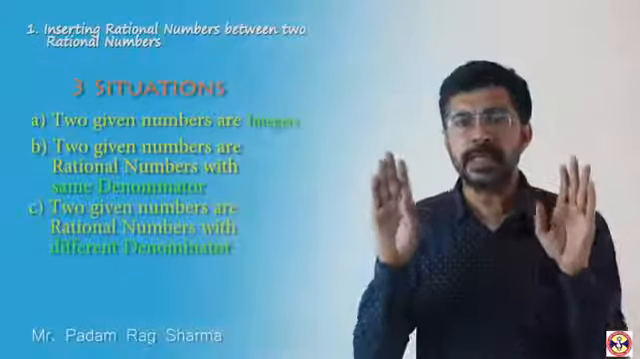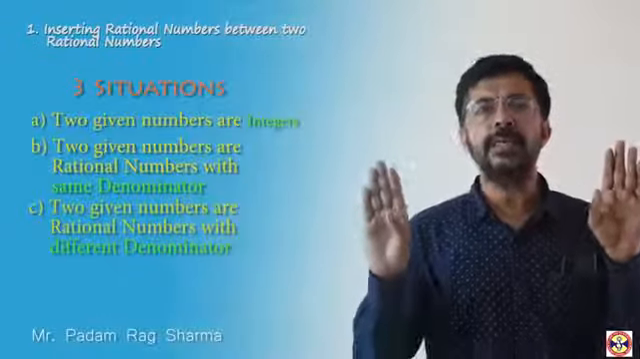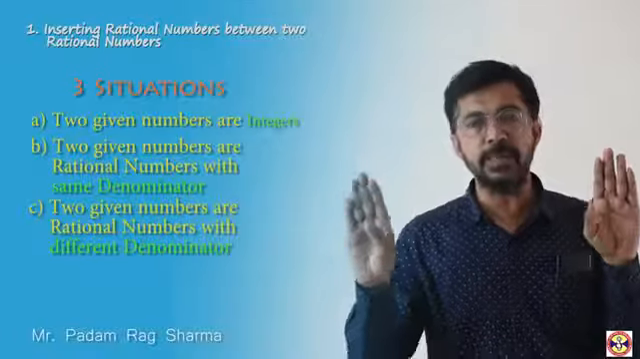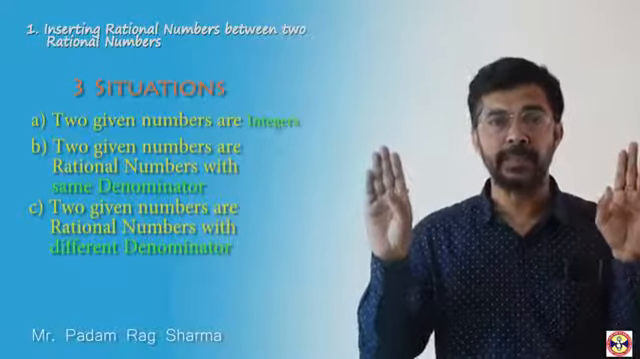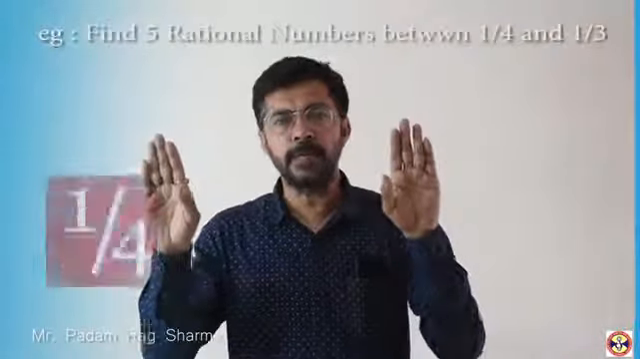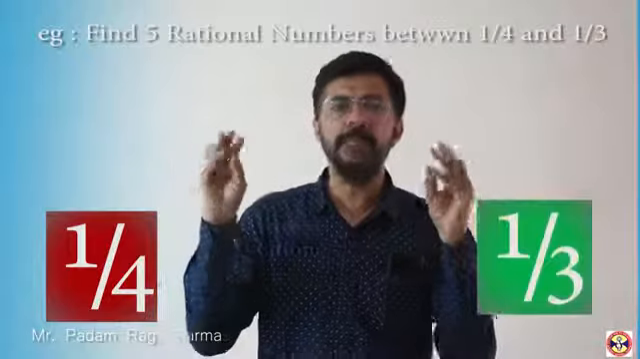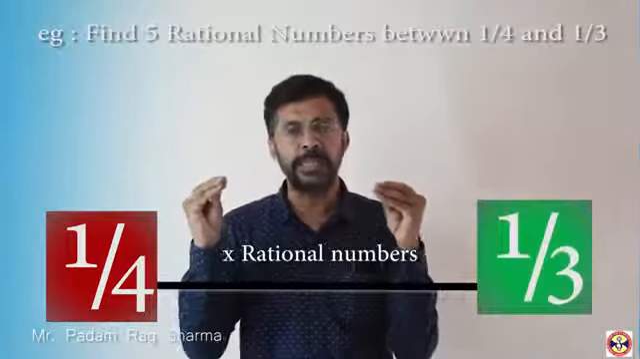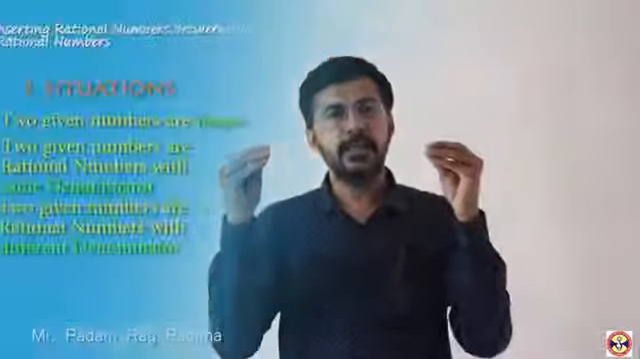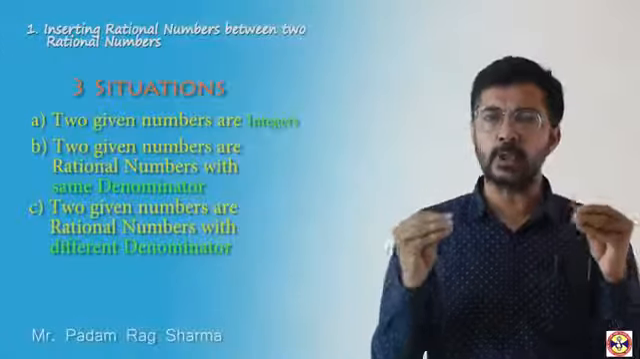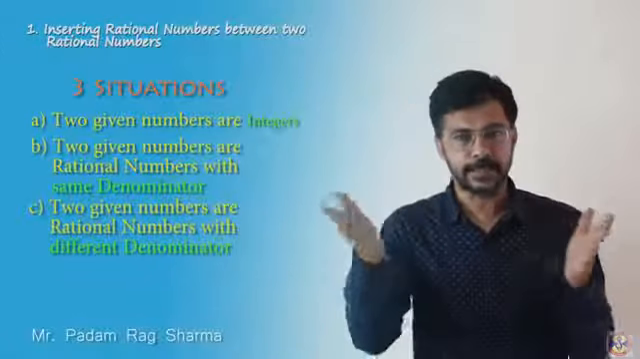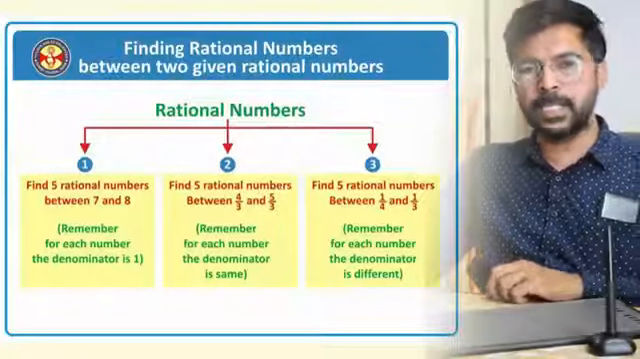Third and last condition can be that the two given rational numbers have different denominators. Say find five rational numbers between 1/4 and 1/3. Here 1/4 and 1/3 are two rational numbers but with different denominators. So let us discuss all these three situations one by one. Okay friends, let us discuss these three situations.